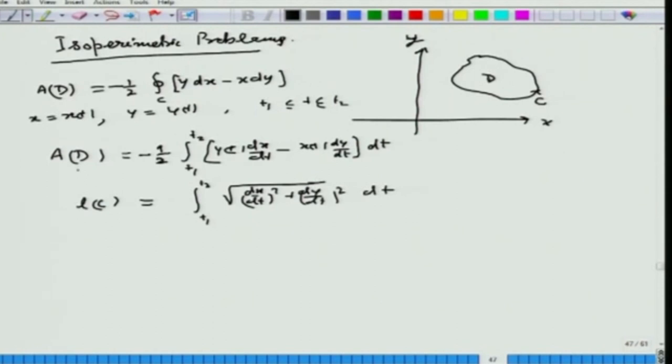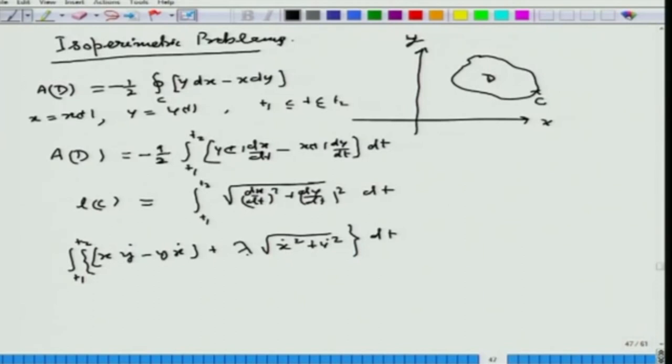So, this is what is to be done here, and so we use Lagrange's method of multipliers, and so we can take the functional like this: the integral from t1 to t2 of y x dot minus x y dot, minus of this. So, let us put that minus sign inside. So, x y dot minus y x dot plus lambda square root of x dot square plus y dot square, dt. So, this will be the functional which we will consider here.